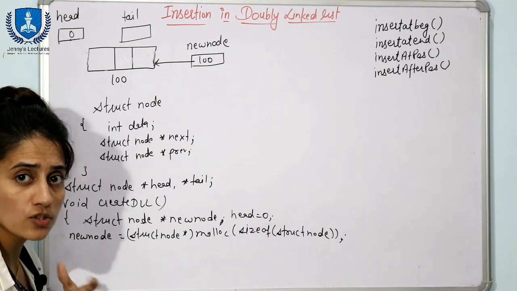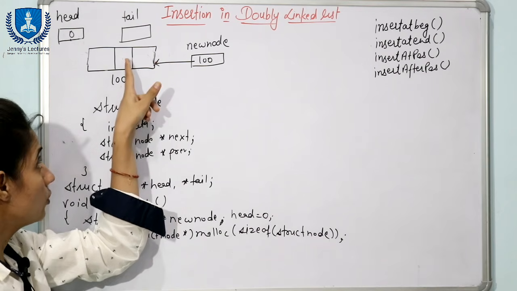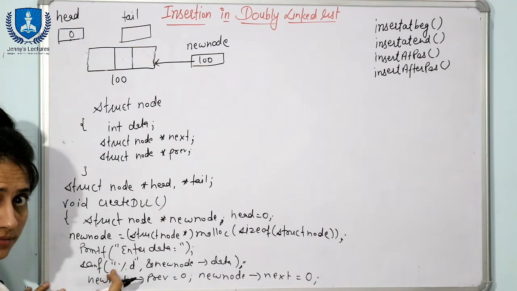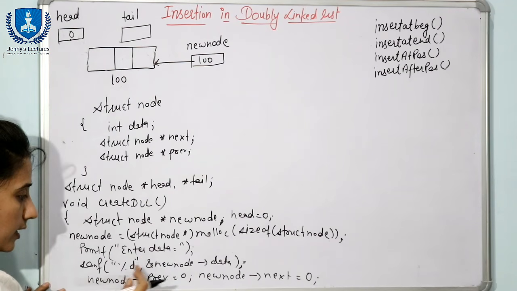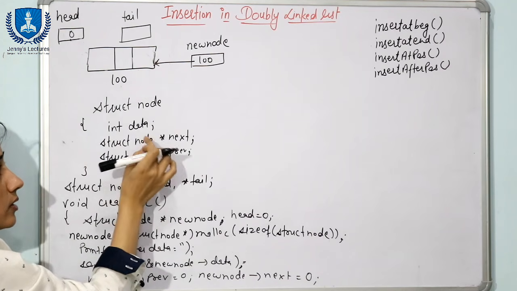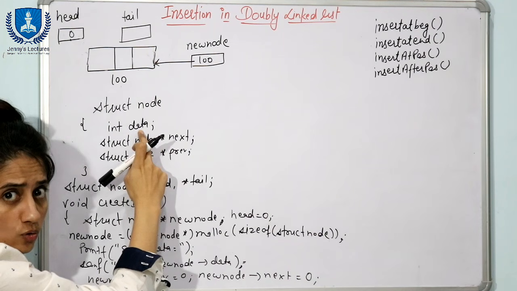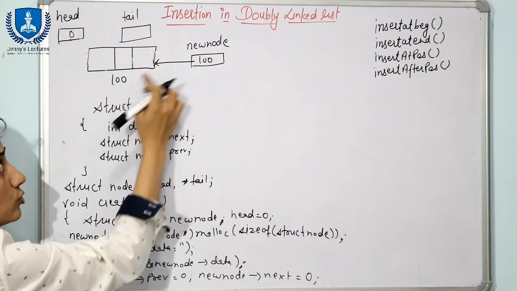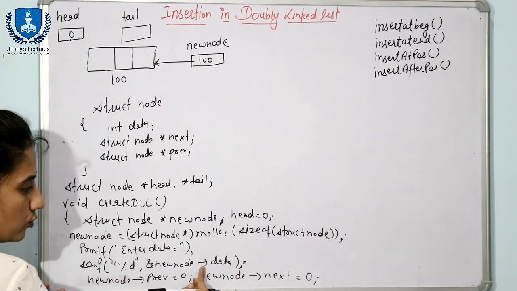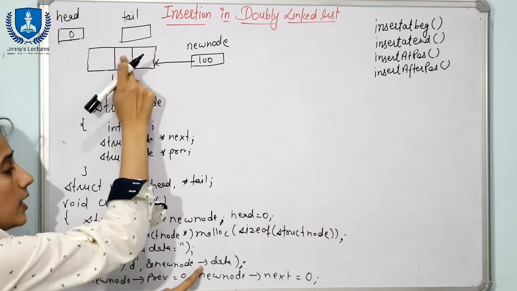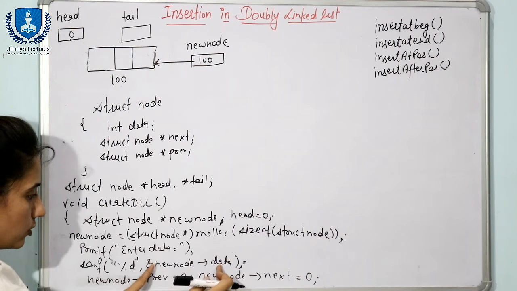Now we are going to insert this newly created node in the list. First of all we will ask the user what data they want to insert. This is how you can ask the user using printf and scanf: enter data. And how will you insert the data here, how can you access this part of this node? You cannot directly access this node, you can access it using a pointer. We have one pointer pointing to this node. So new node and this arrow operator, and which part do you want to access? The data part. So new node arrow data.